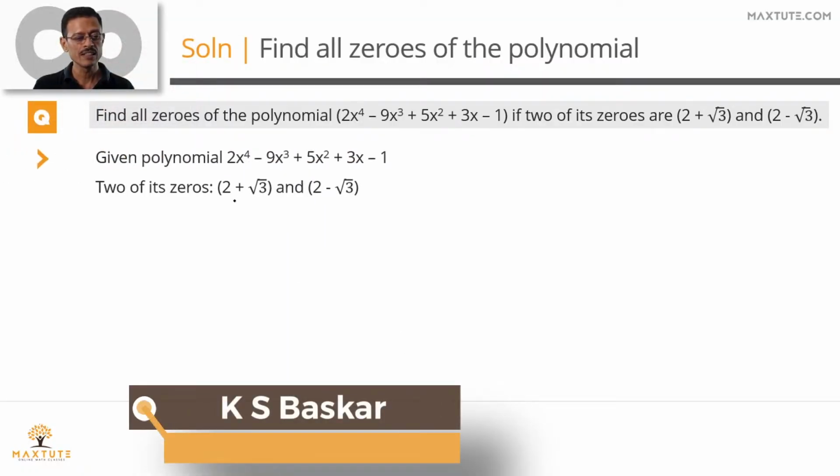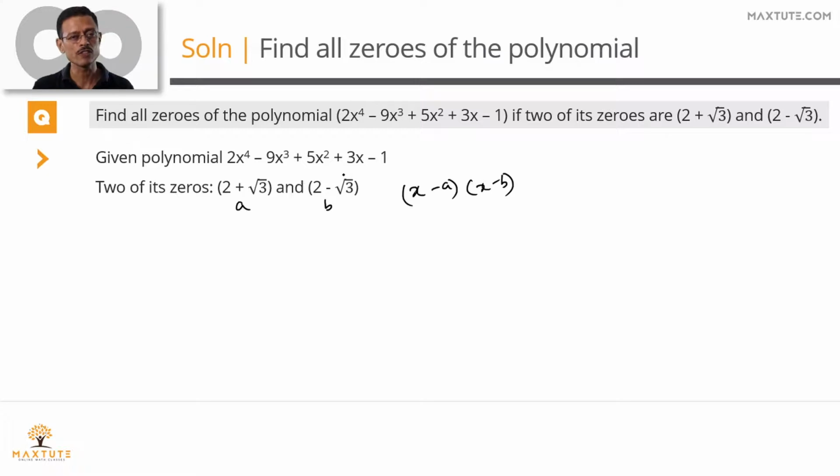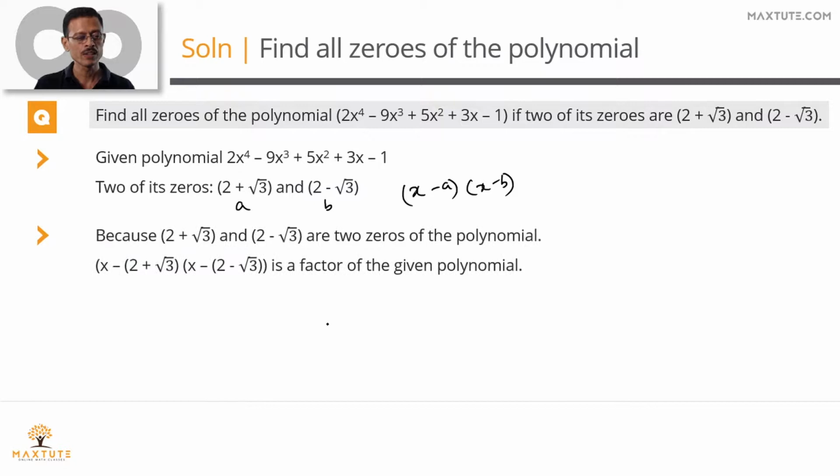There's a polynomial given, and these are the 2 zeros. Let's say this is A and this is B. If the 2 zeros are A and B, then x minus A into x minus B will be a factor of this polynomial. X minus A itself will be a factor, x minus B will be a factor, and the product of x minus A and x minus B will be a factor. So let's find what that expression is: x minus of 2 plus root 3 and x minus of 2 minus root 3, the product is a factor of the polynomial.